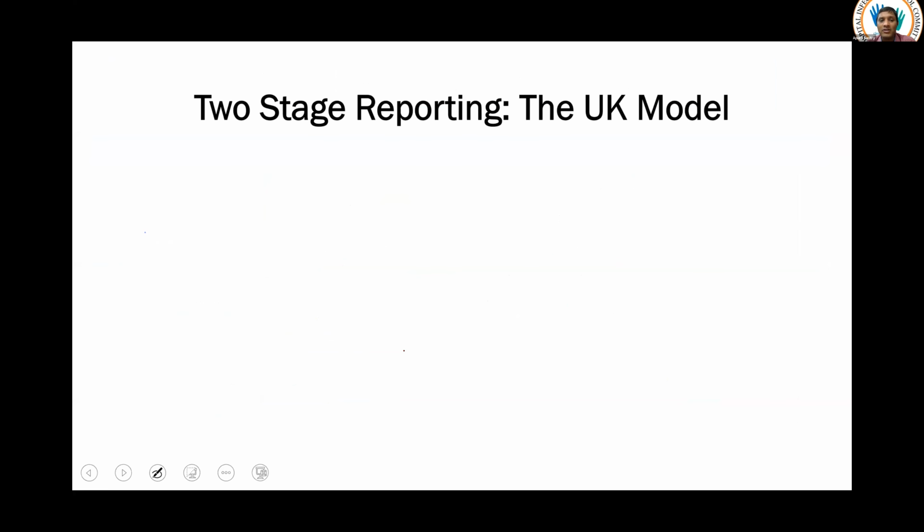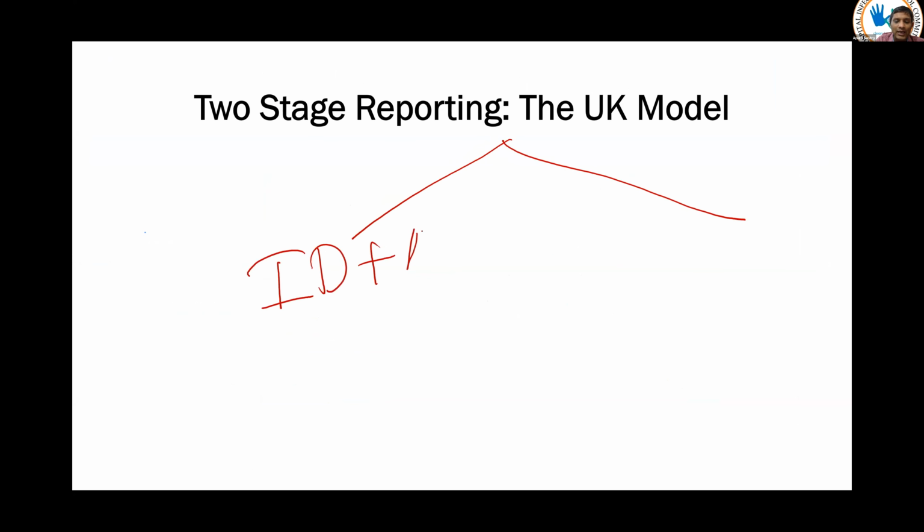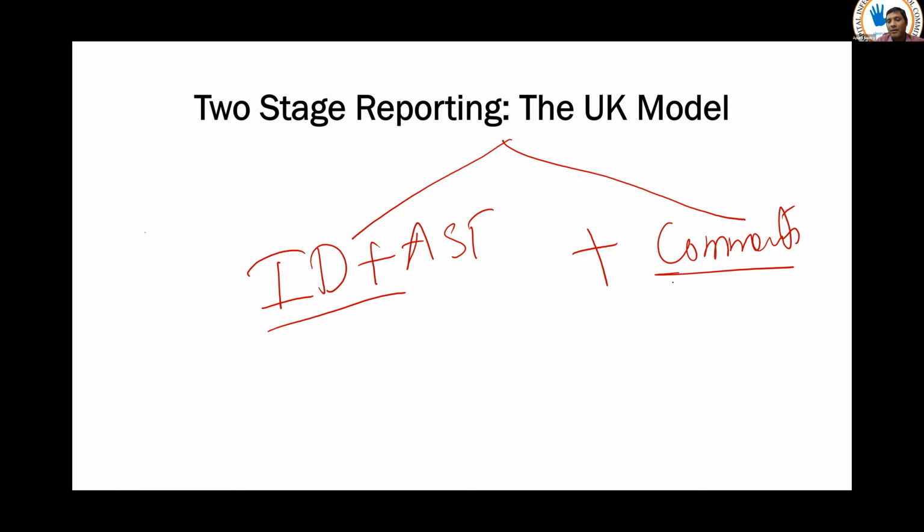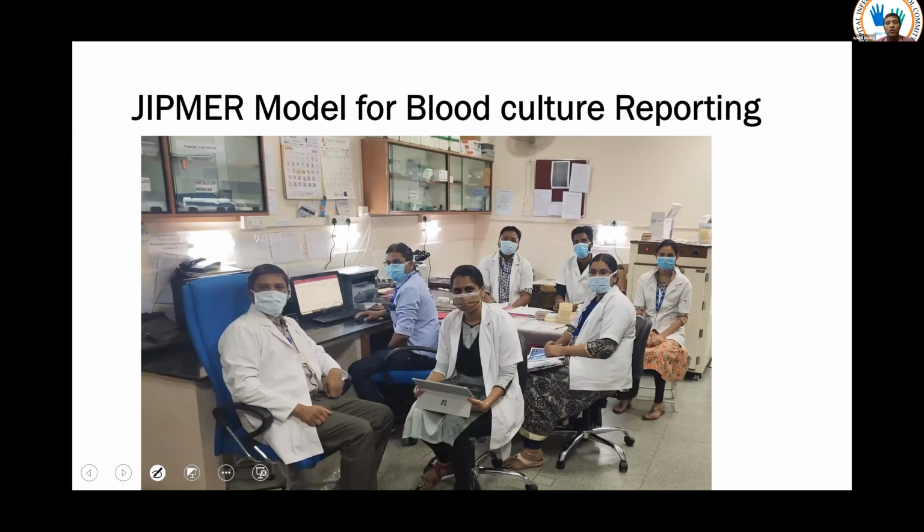Now I will tell you about two-stage reporting, what happens in the UK model of two-stage reporting. As you now know, microbiology reporting in the blood culture section can be broadly divided into ID plus AST generation, and adding all the antibiotic comments plus verifying the ID and AST data. These are the two broad categories of work. So we are following something close to the UK model of two-stage reporting. This is our blood culture section. Broadly, we have divided ourselves into two groups.